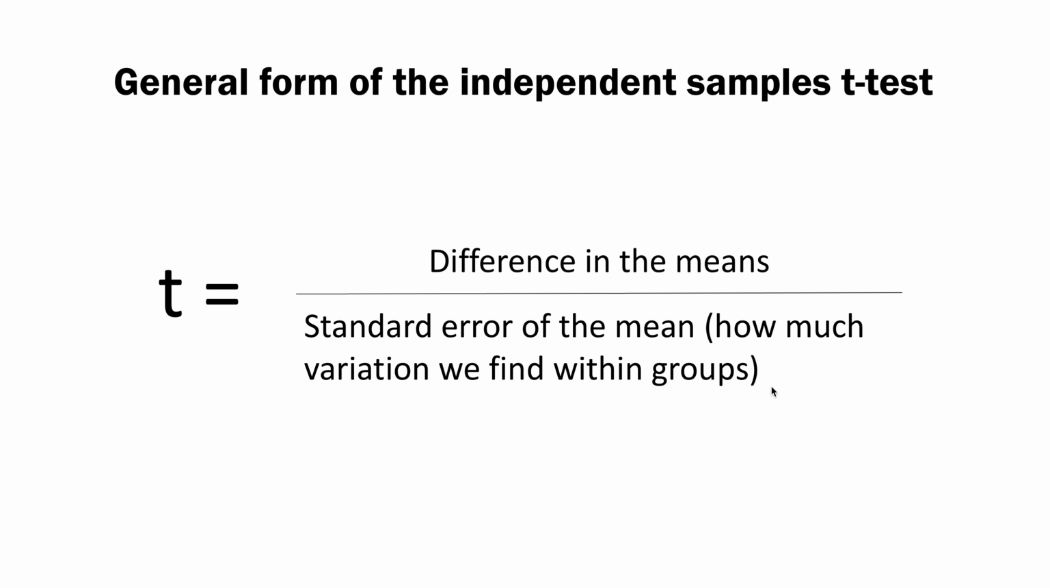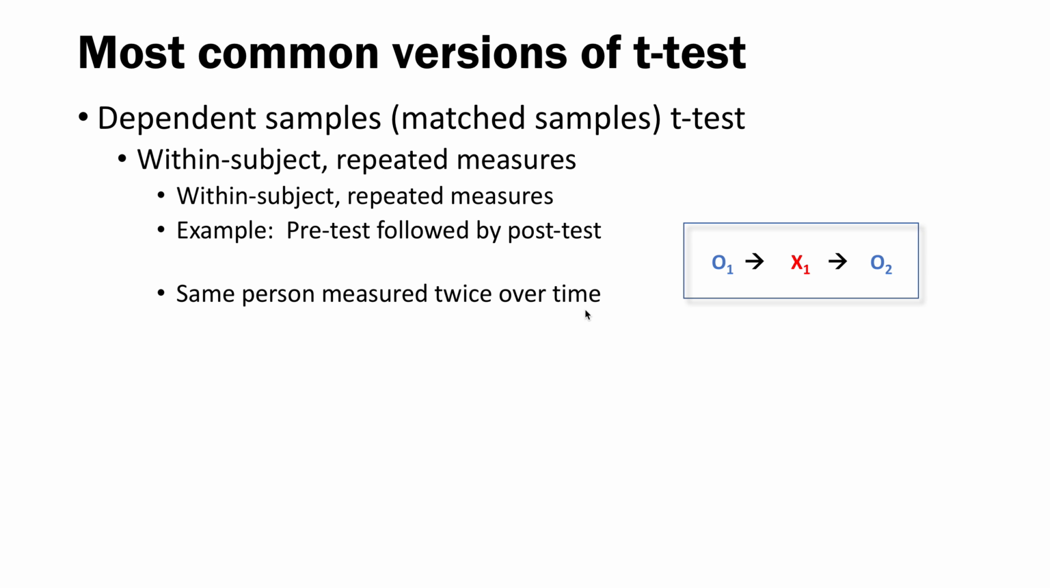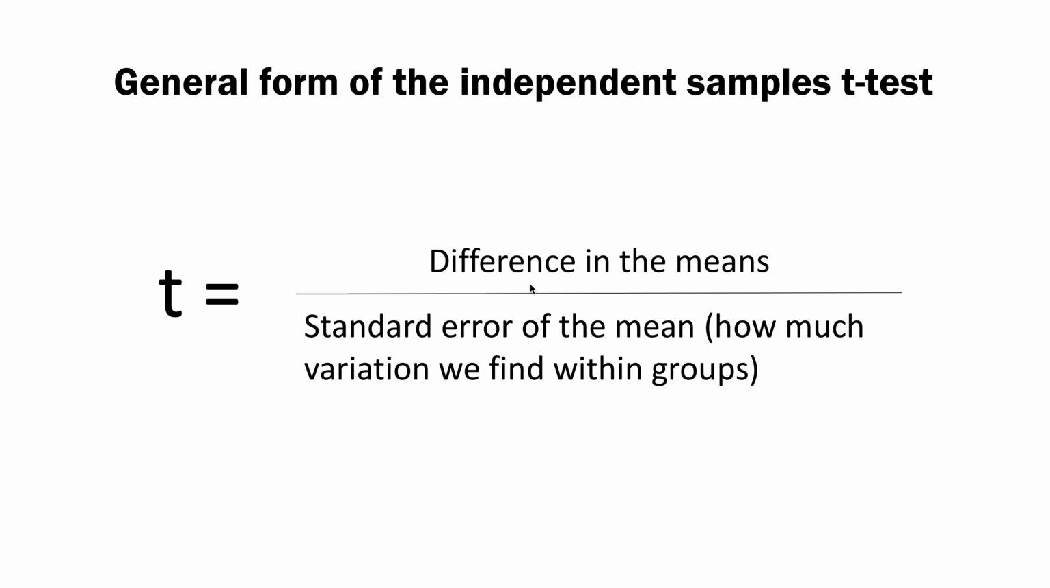And then in the denominator, we have what's called the standard error of the mean, which we're not going to spend a lot of time explaining. You don't really need to know the technical description of standard error of the mean, but it pretty much comes down to how much variation we find within groups. And that creates what we call a ratio, the t ratio. So that t ratio, if it's large enough, and the way it gets large is by increasing the size of the numerator, if it gets large enough and surpasses a critical value, that's when we reject the null hypothesis.